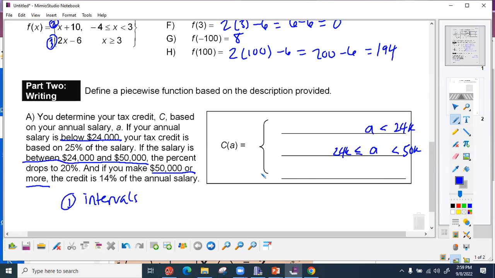And last but not least is 50K or more. The key thing here is or. That or lets us know that this one is greater than or equal to 50K. How do you feel about identifying the intervals from the word problem?